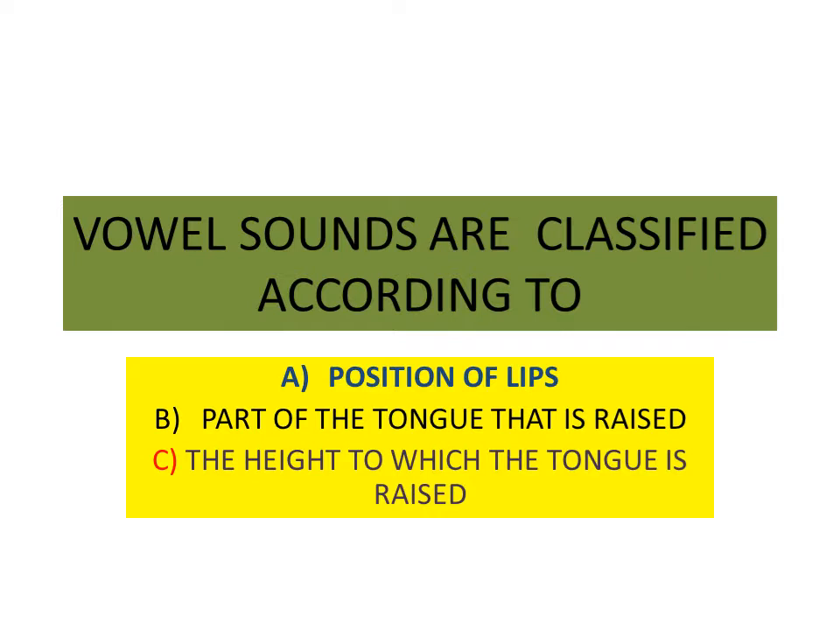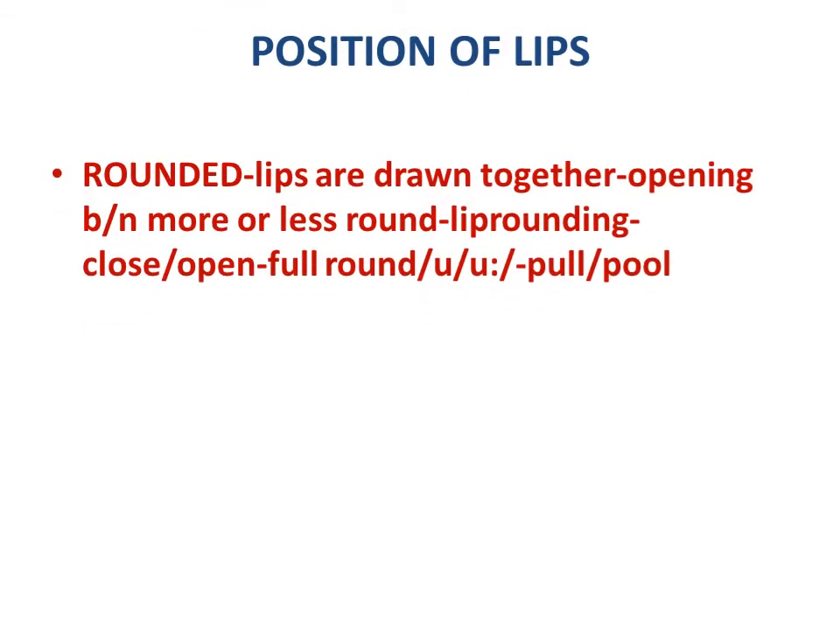So vowel sounds are classified according to the position of the lips. We have to take into account the position of the lips at the time of the production of the vowel sound, the part of the tongue that is raised, and the height to which the tongue is raised. When we consider the position of the lips, we get rounded or unrounded vowels.